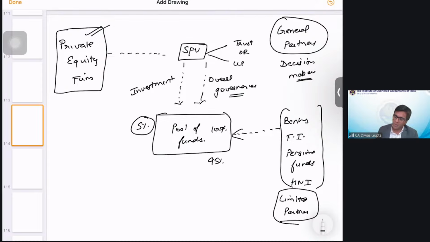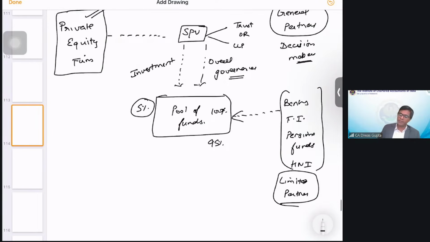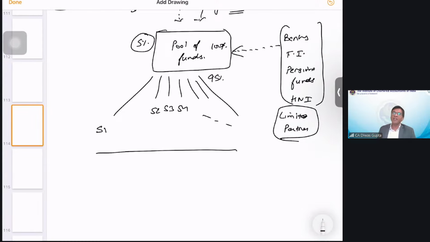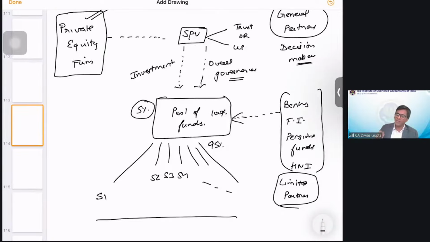Okay, so this pool of funds will then be utilized to target some of the possible companies in which a private equity investment can happen. Which are those companies? Those are startups. So they will vouch for different startups. Let's say startup 1, startup 2, startup 3, startup 4, like that. So all these will get their investments from this pool of funds.